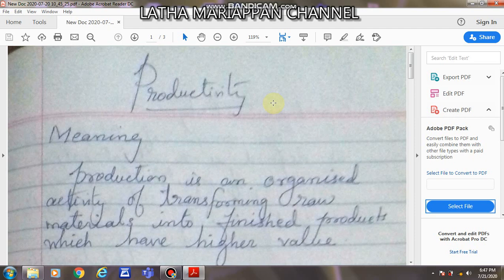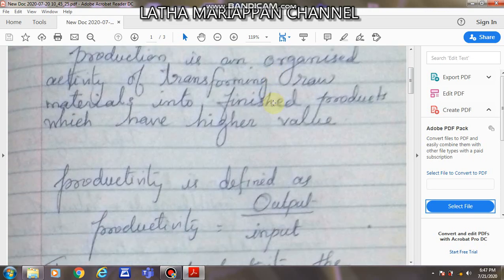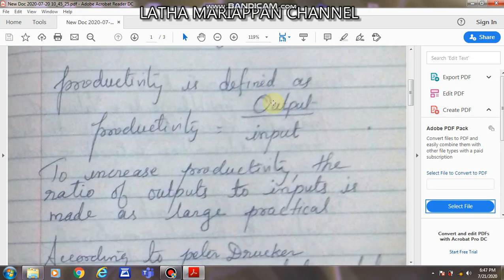Productivity is an organized activity of transforming raw material into finished products which have higher value. So what is productivity? When you transform your raw material into finished product, that is called productivity. Productivity is the ratio between output and input. It is defined as output divided by input. To increase productivity, the ratio of output to input is made as large as practical.